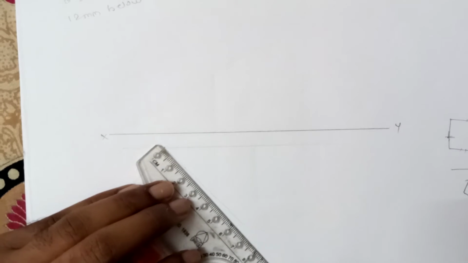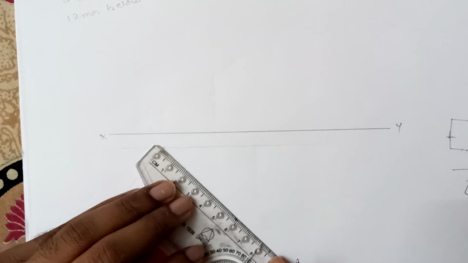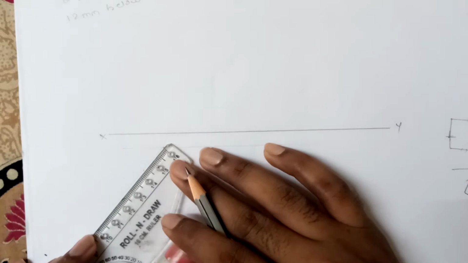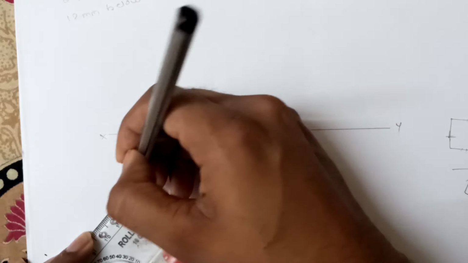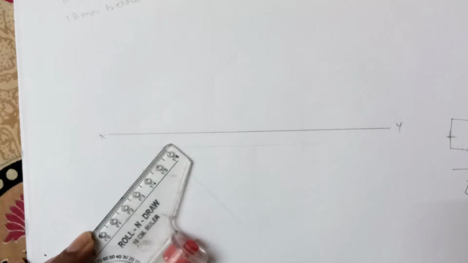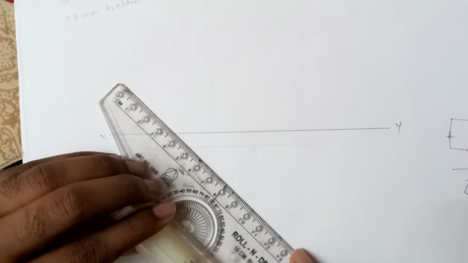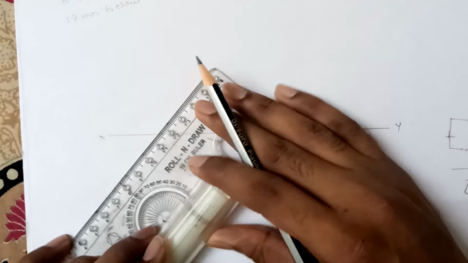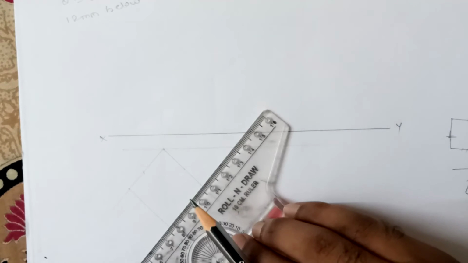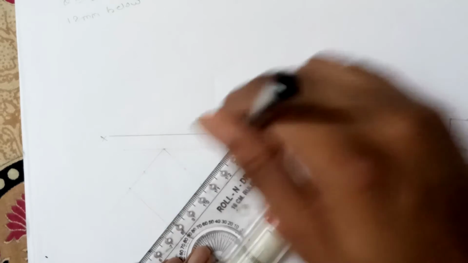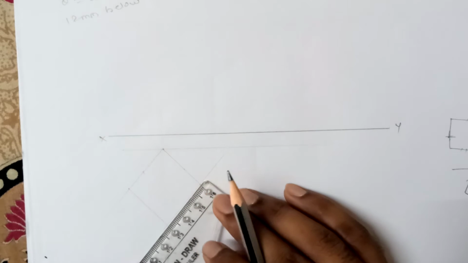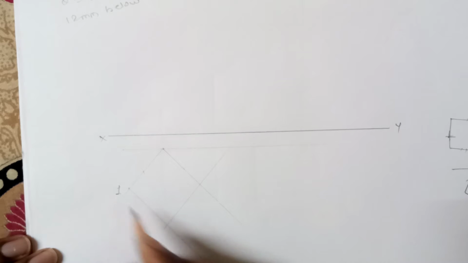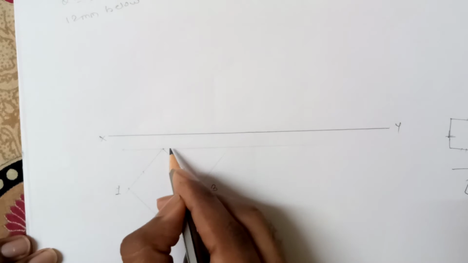Mark on this line 30 mm. Similarly on this line 30 mm. From these 2 points again draw the parallel lines. You can see here this line should be of 30 mm. Again this should be 30 mm. Okay, we'll name these points 1, 2, 3 and 4.